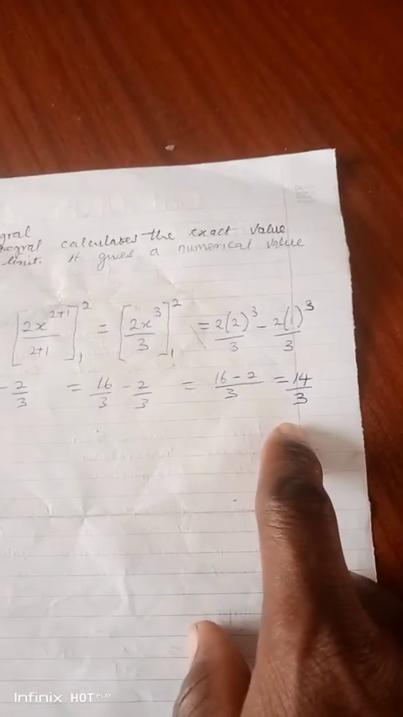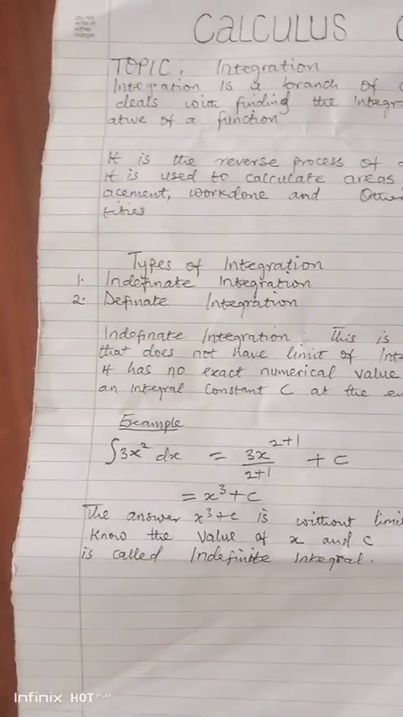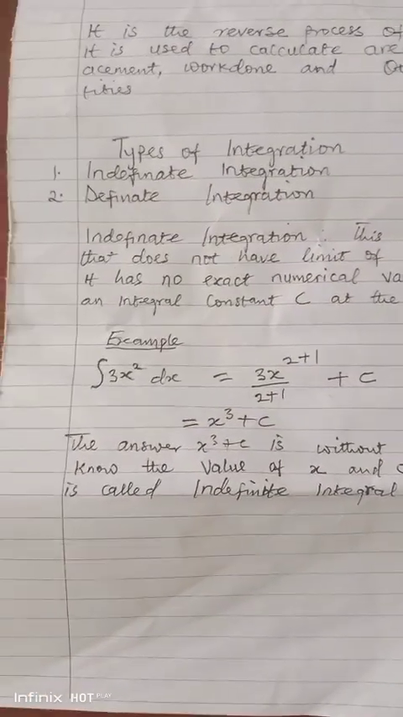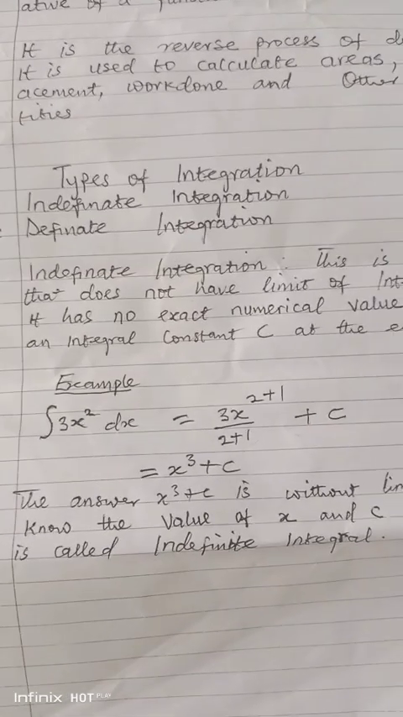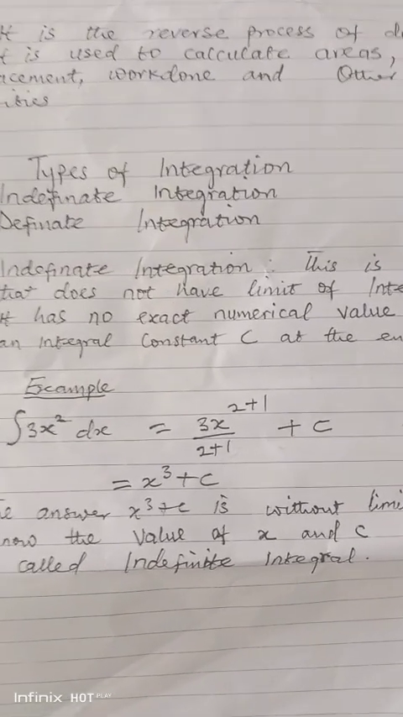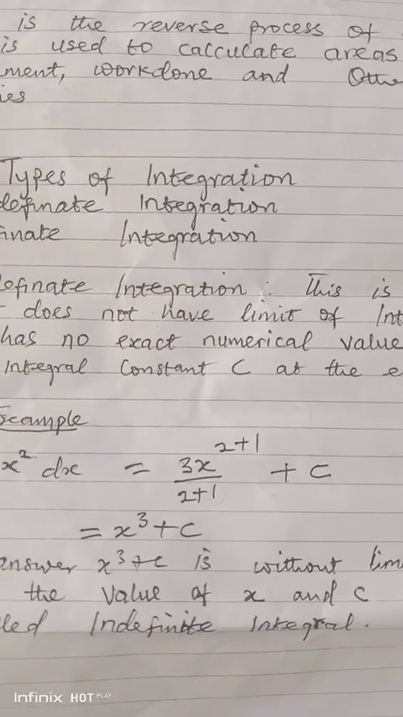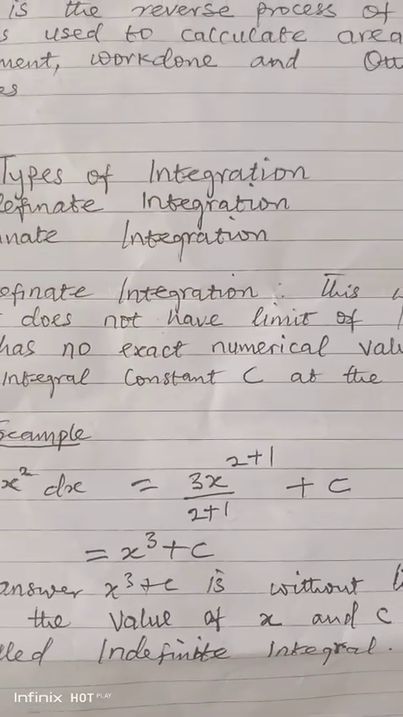So you discover that in a definite integral we have a value, whereas in an indefinite integral we don't have a value. It includes an integral constant c at the end of the integration. Example is this. Integrate 3x squared with respect to x. If we integrate this, we now have 3x to the power of the power plus 1, all over the power plus 1.